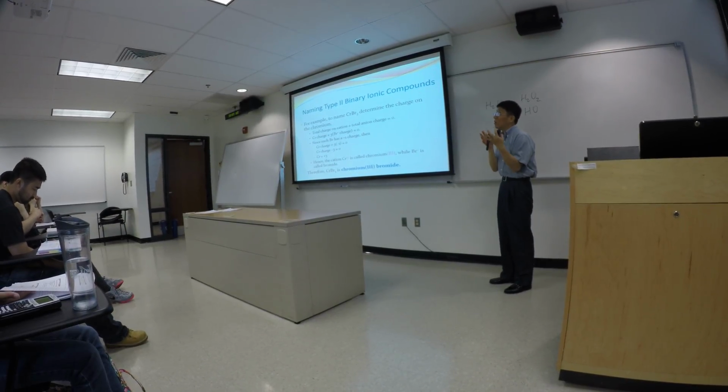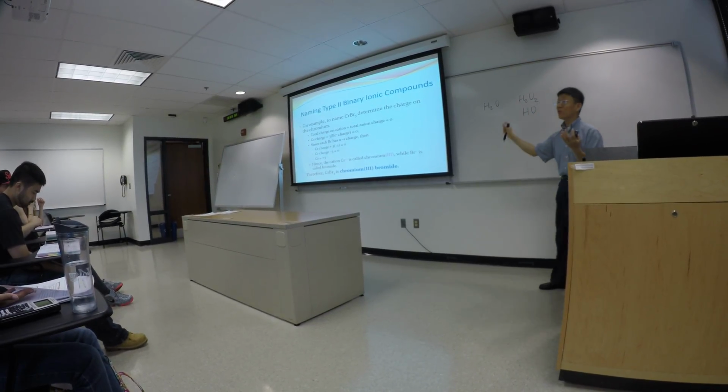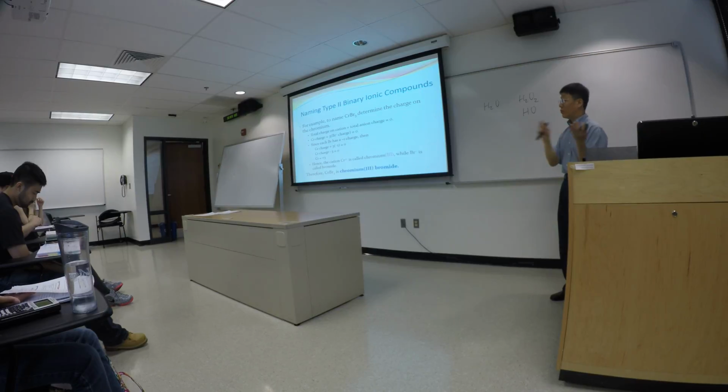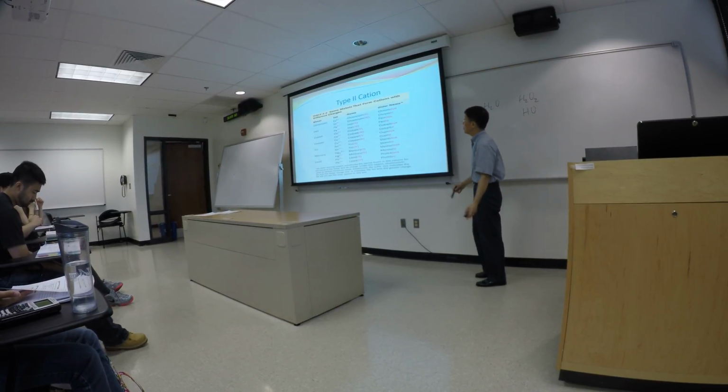Chromium bears 3 positive charges. Bromide bears 1 negative charge. So you have to have 3 negative charges to balance the 3 positive charges. That's something we need you to remember.